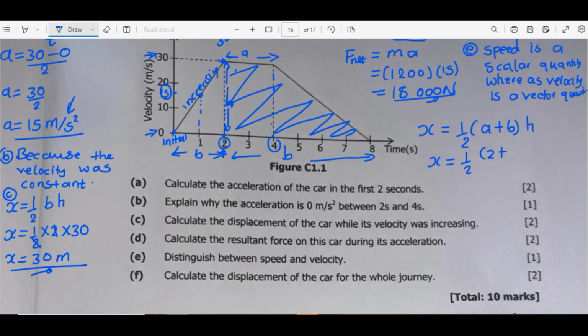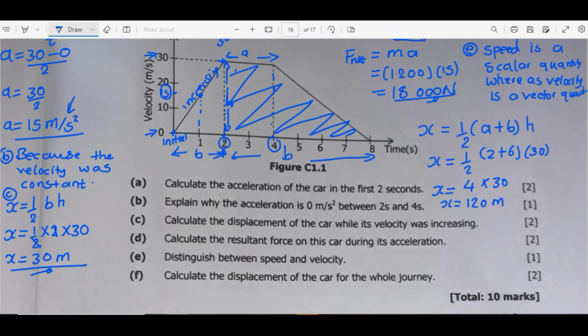The base is beginning from 2 up to 8, so the difference between 8 and 2 is 6. So you just have to subtract 8 minus 2 will give you the 6. Then the height is still 30. 2 plus 6 is 8. Half of 8 will give us 4 times 30. 30 times 4 will give us 120 meters. So the distance from 2 seconds up to 8 seconds is 120.